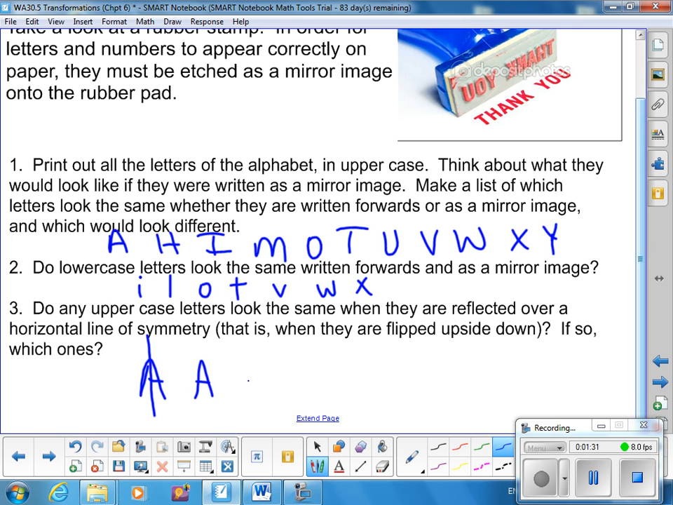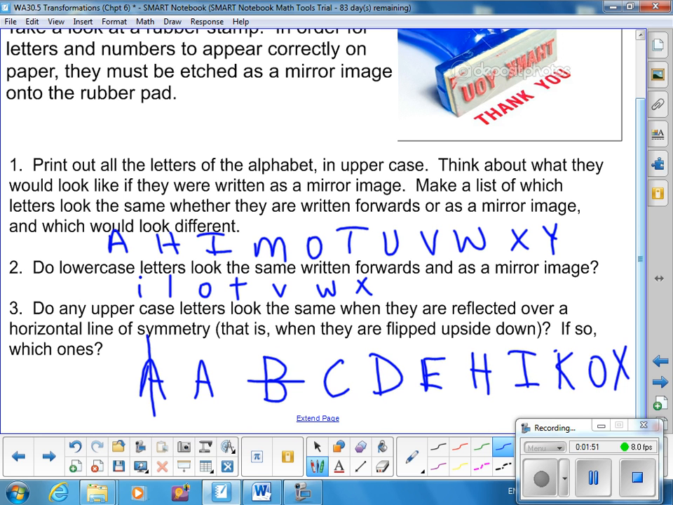Now, what about if the line goes horizontally? Well, some uppercase letters look the same. B would, if it was reflected over the horizontal line, it would still look like a B. C, D, E, H, I, K, O, and X. So if I took K and reflected it horizontally, it would still look like a K. So would an H, so would an E. So just something to think about. It helps you to understand what is happening with a reflection.